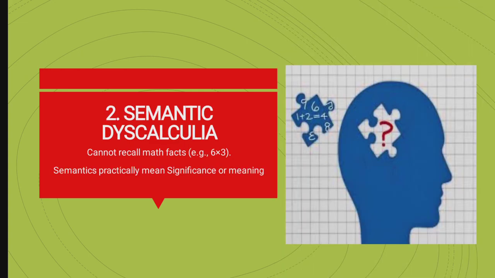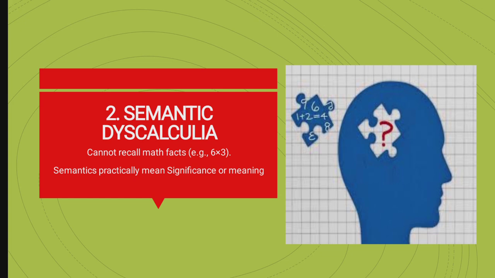Number 2 is semantic dyscalculia. Even in English, in dyslexia, we also have semantics. If you're looking for methods on how to help a dyslexic learner, you will see where I talk about semantics and syntax. But here there's semantic dyscalculia, where semantics practically just means significance or meaning, the meaning of a thing. And this is where the individual, because I'm not using a child, since as a therapist you might not necessarily work with a child, you might be working with an adult with special needs, or a teenager with special needs.